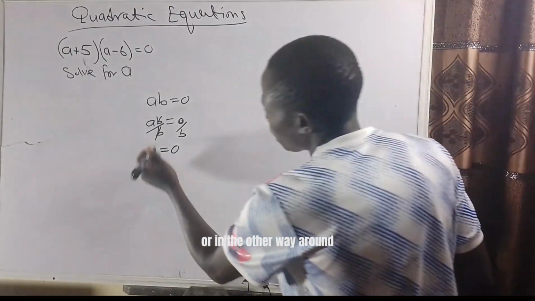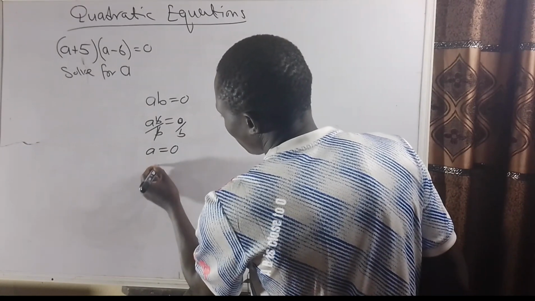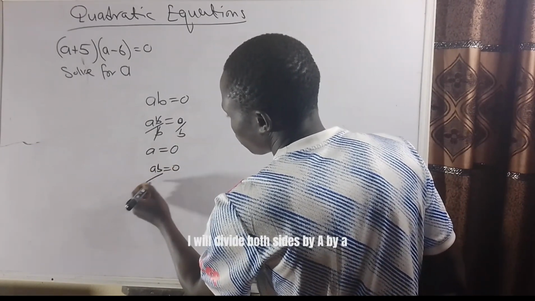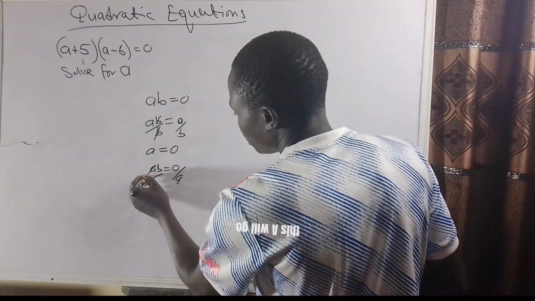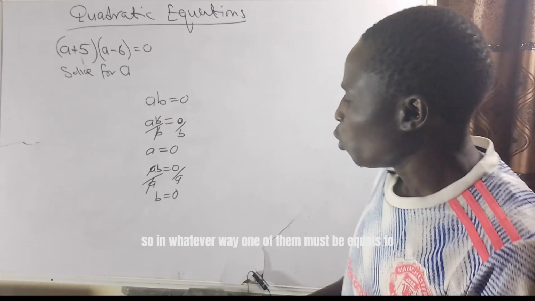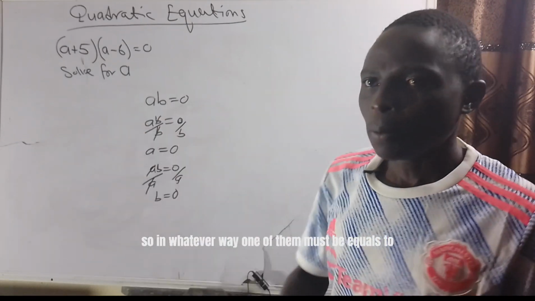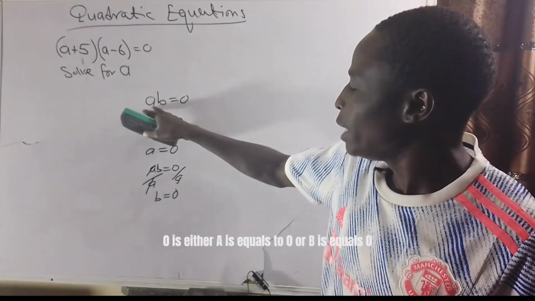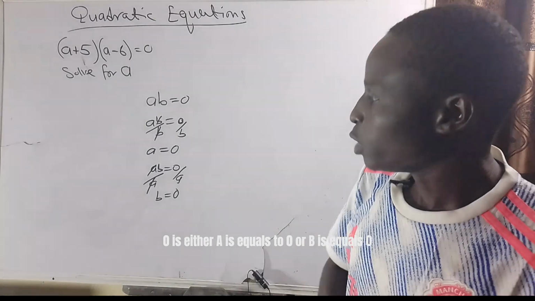Or the other way around, if I'm looking for B, I will divide both sides by A. This A will go with this A. B is equal to 0. So in whatever way, one of them must be equal to 0. It's either A is equal to 0 or B is equal to 0.